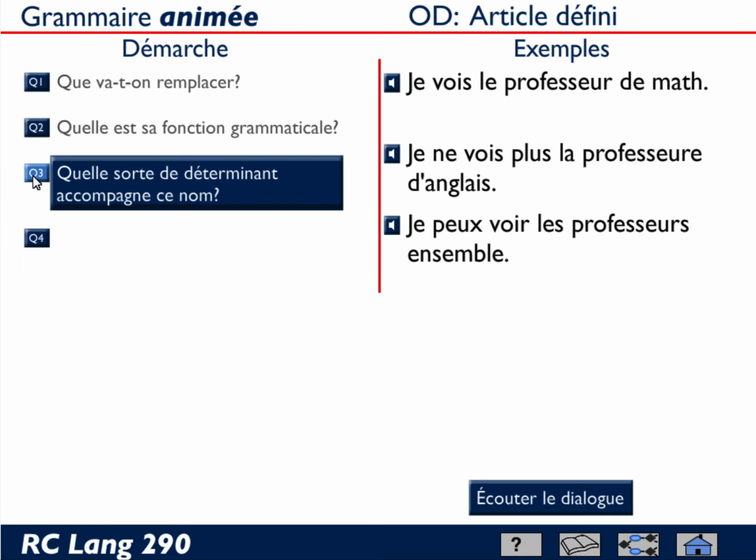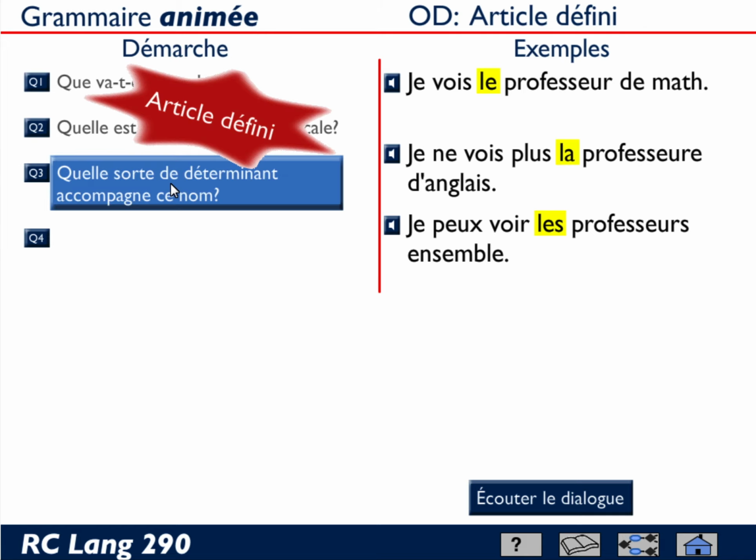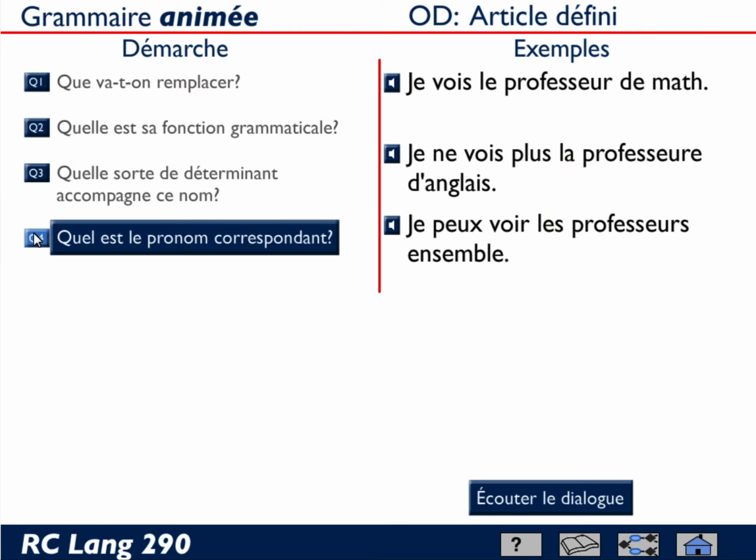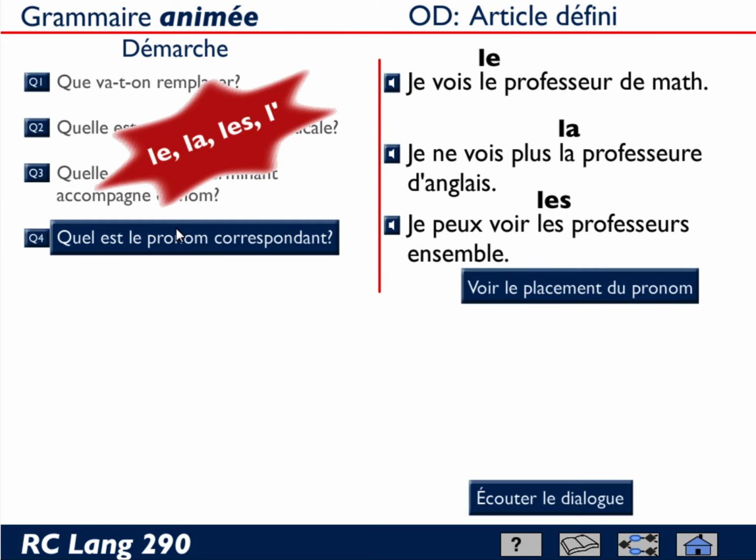Which determinant accompanies the noun? It's the definite article. Now we have all the information we need to pick our pronoun. So what is the correct pronoun? Drum roll, please. It's actually the four pronouns shown. We see them poised above the examples. Next, we'll watch as the sentence structure changes and hear the result.